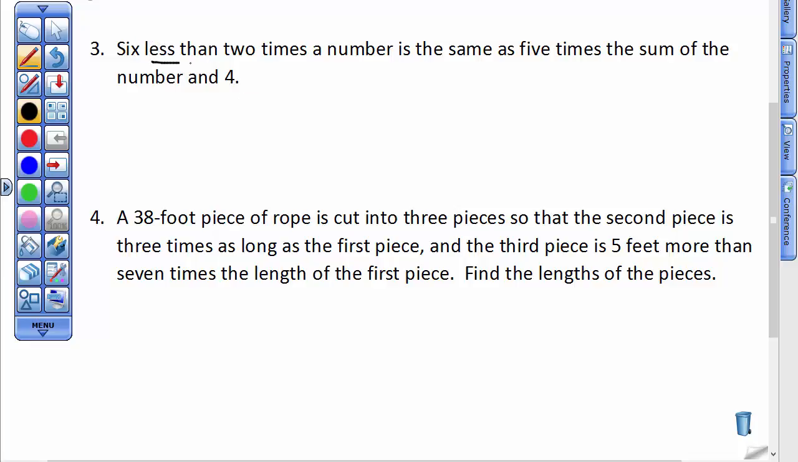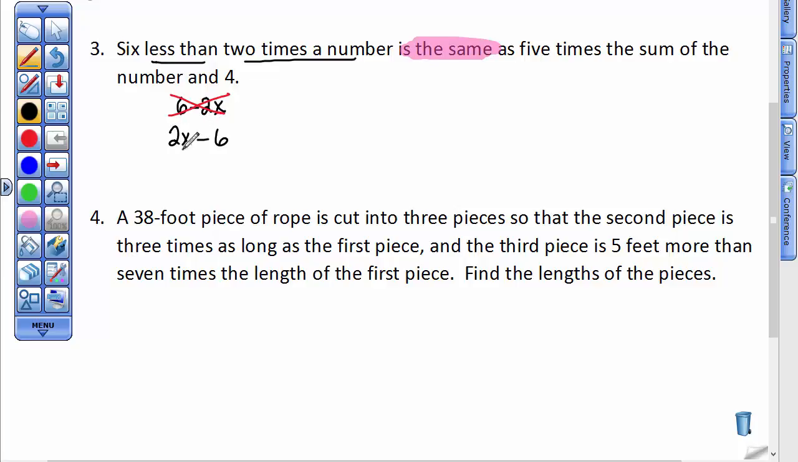6 less than 2 times a number, and then is the same as. So that's where my equal sign goes. Be careful. 6 less than 2 times a number is not written as 6 minus 2x. It is not written like that. It was written as 2 times a number and take away 6.